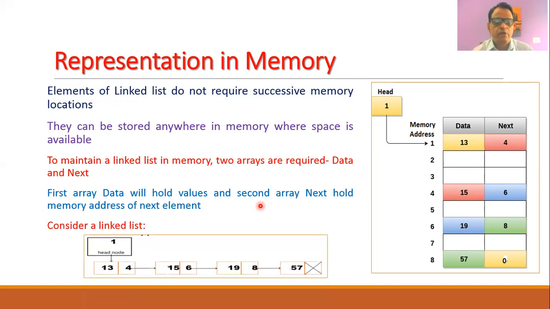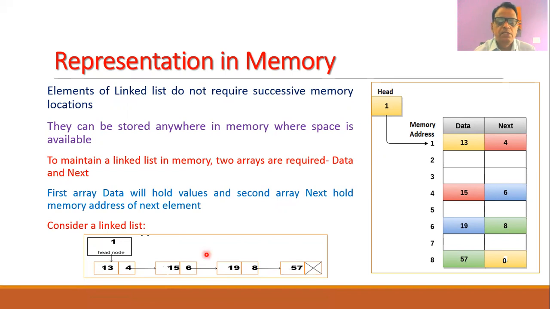Say for example, we have been given a linked list where the first pointer, the head node, is 1, and the first node itself will have the value 13, and its next will have the value 4. The second node has the value 15, and its pointer value is 6. The third node will have the value 19, and its pointer value is 8. And the last element will have the value 57, and its pointer value is null.